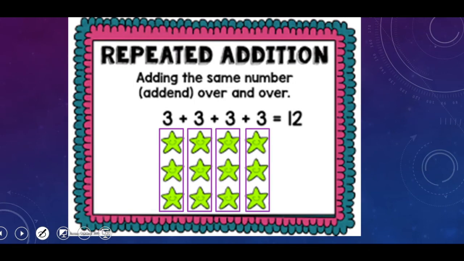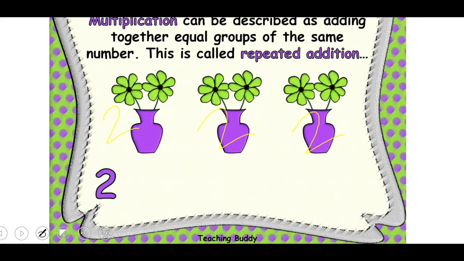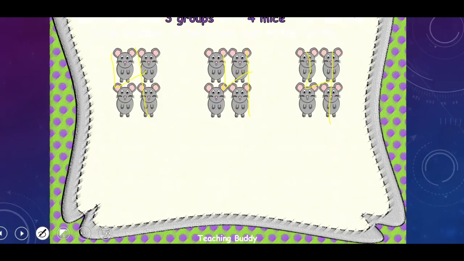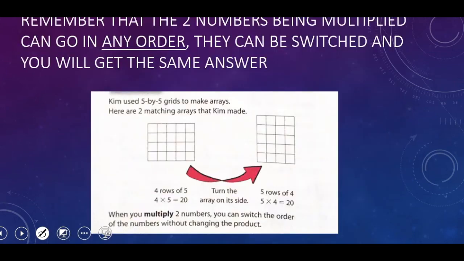Okay, and repeated addition is just when we add the number over and over, and that we can have 2 plus 2 plus 2 equals 6, or when we have the multiplication sentence, remember that this is a multiplication sentence. So 4 times 3 equals 12. You might not need to have the answer, but you should know that 4 times 3, that is the multiplication sentence, okay?